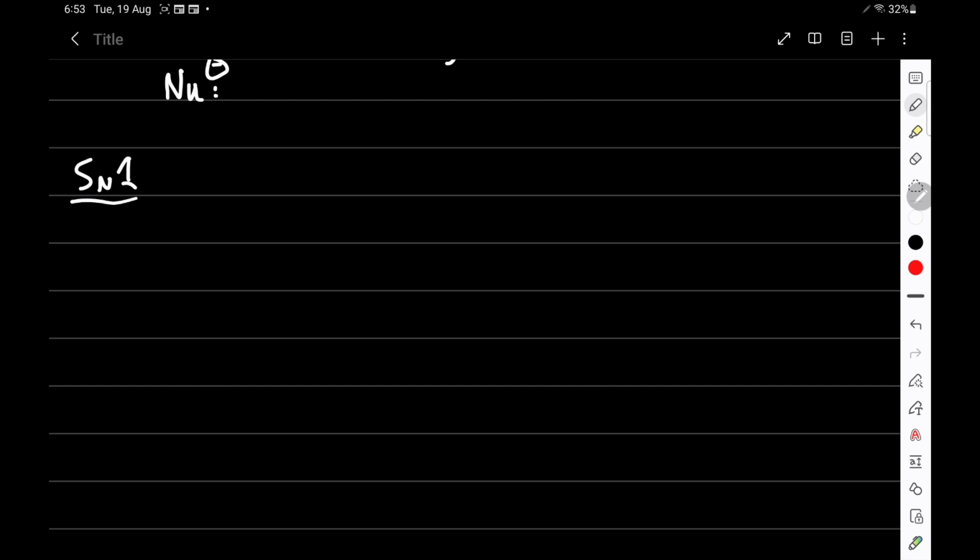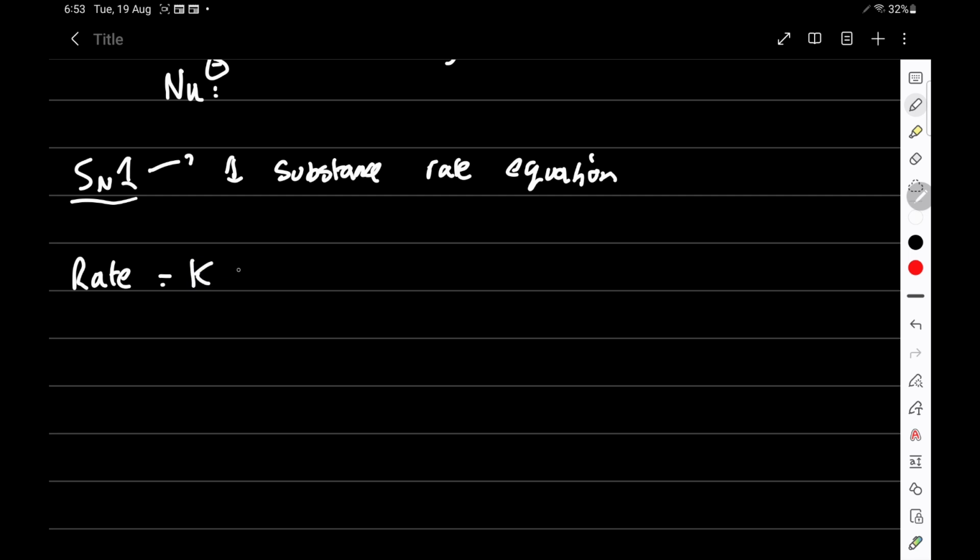SN1, where the S stands for substitution, the N stands for nucleophilic, and the 1 stands for the fact that there is one substance in the rate equation. The rate equation for an SN1 reaction looks like this.